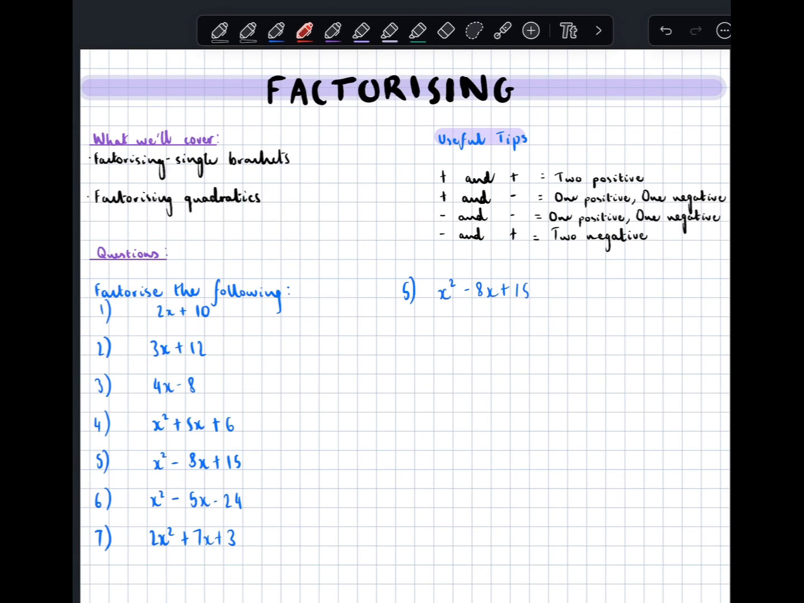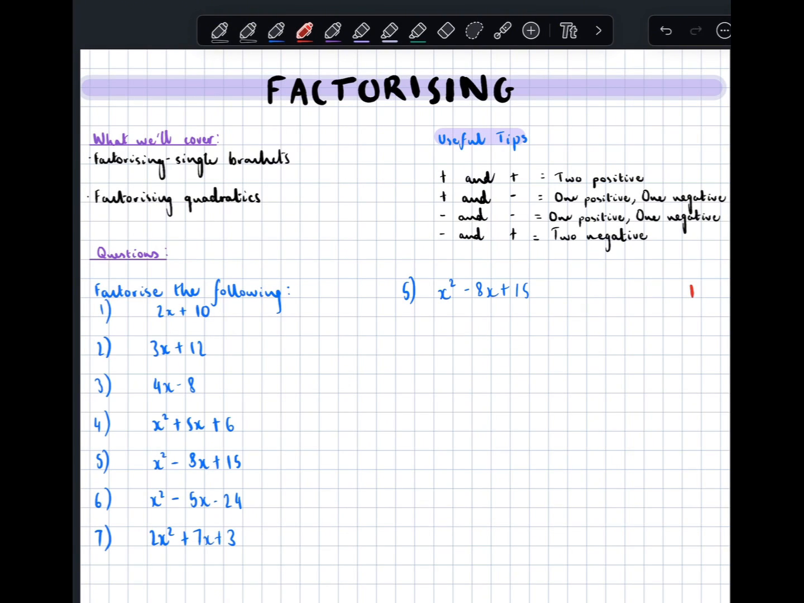Okay, so let's go on to question 5, which is x squared minus 8x plus 15. So we can see here, if we look at the useful tips, that this question will get us to find two negative factors, because we've got it in order, minus and then plus, just like this one shows. So we start by looking for the two numbers that will multiply to give us c, which is 15 in this case, and then will add or minus to give us minus 8.